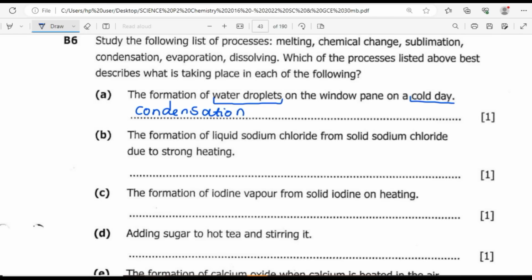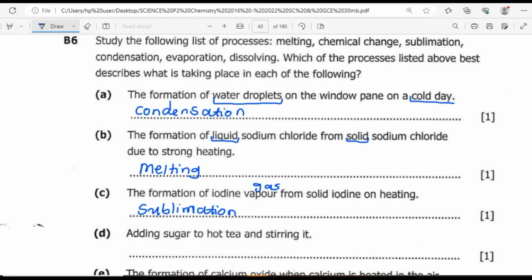Then B, the formation of liquid sodium chloride from a solid. So this is the change from solid to liquid. So this is melting. Then the formation of iodine vapor from solid iodine. Iodine vapor is a gas, formed from a solid, so this should be sublimation. That's why some of the questions that you may encounter is give an example of a substance that undergoes sublimation. Then the answer is we can just say iodine.